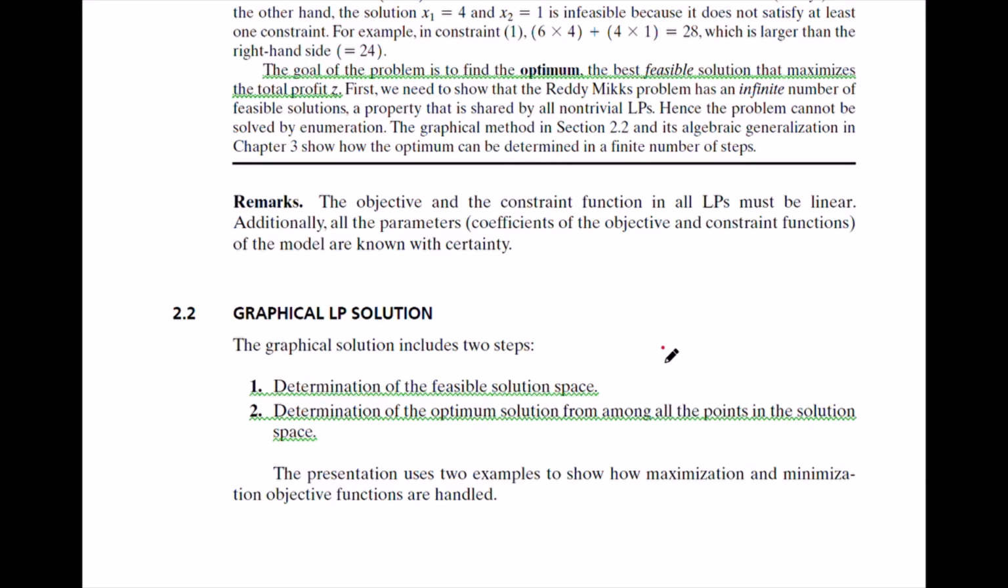Let us see the graphical solution to the Reddy Mix problem. There are two steps. First, we have to find the feasible solution, from the possible spaces in the graph, that solves all the conditions. Then, amongst those points, which one is the optimum one, which gives us the best result, the maximum profit.